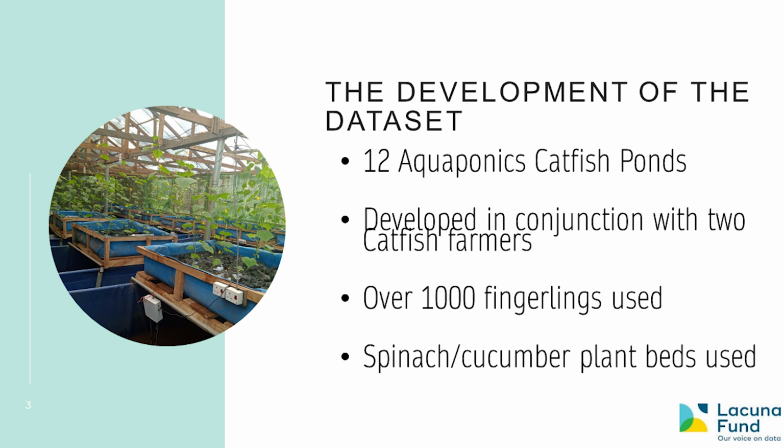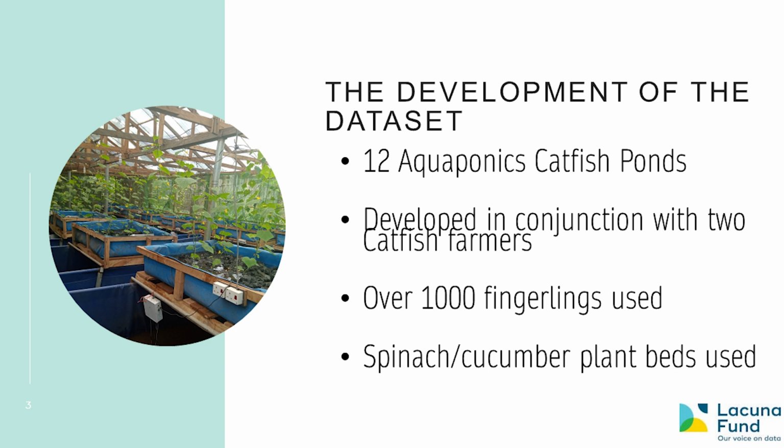We have a submersible pump in the pond that recirculates the water, pumping the water into the plant bed. With the nutrients coming from the pond, the plant grows. In this case, this is cucumber. Some other time we did spinach.